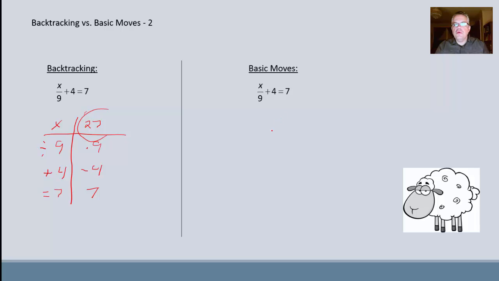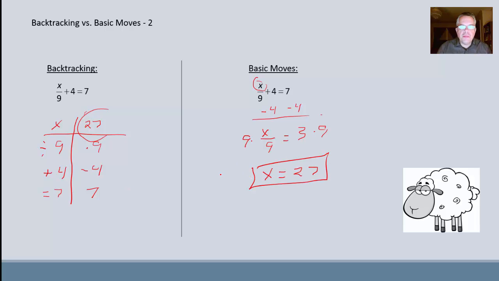Over here on the basic moves side, again, remember it's about getting x by itself. So we need to get rid of the 4. Subtract 4 from the left, subtract 4 from the right. We get x over 9 equals 3. So think, we're dividing by 9, so we're going to multiply by 9 to kind of cancel that. 9 divided by 9 is 1. Or, like I said, you can think of this as 9 times 1/9 x. Either way, it's 1x, or just x. And on the right side, 27.